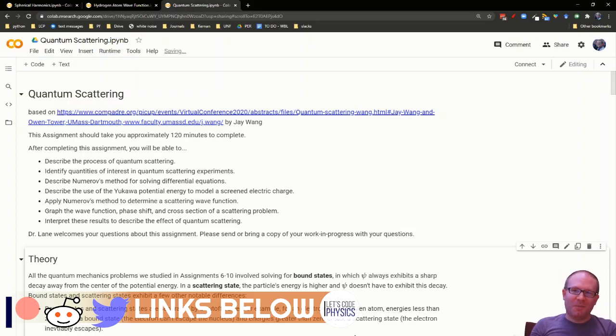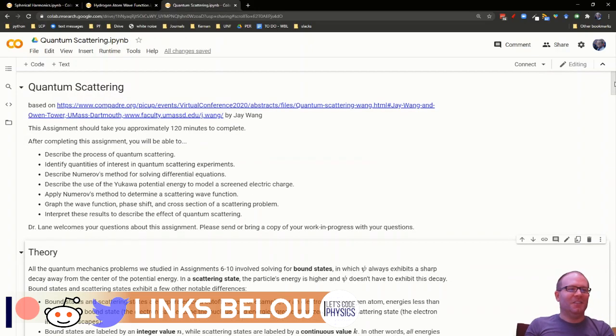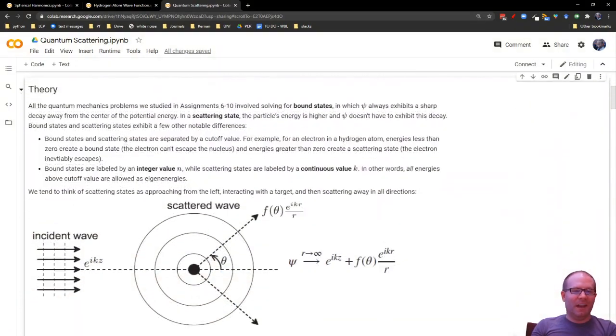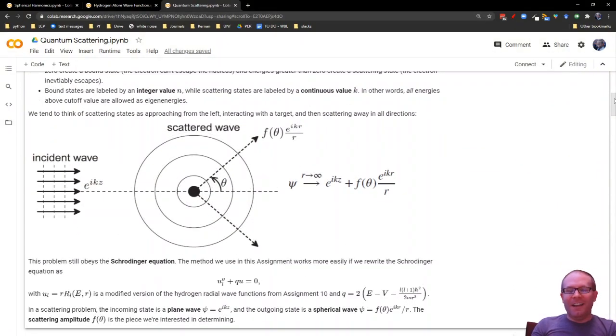So for our last project in modern physics, let's take a look at quantum scattering off of the hydrogen atom. This works a little bit differently than the bound states. We're going to use a little bit different method than we used before.